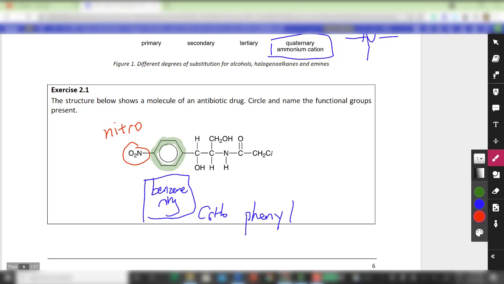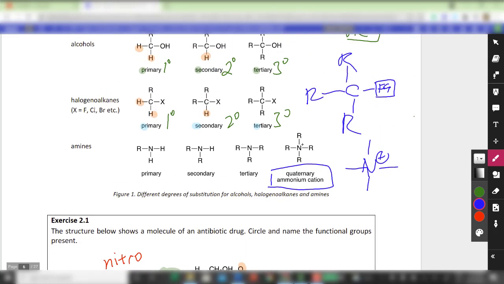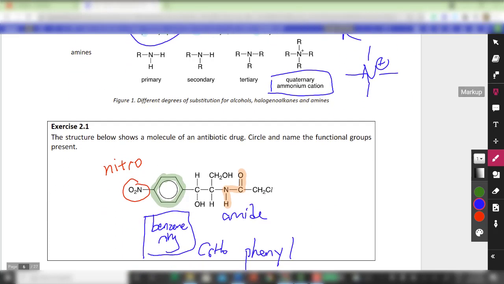Okay, and then over here you notice this interesting functional group you might have seen before in secondary school. So this is called amides. Okay, and if you recall earlier on about the primary halogenoalkane, indeed it is present here. Yeah, so we call this a primary chloroalkane.